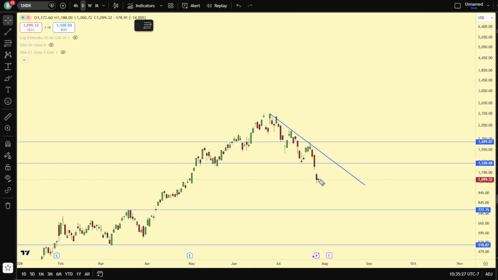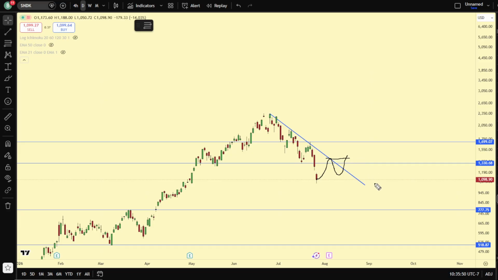Let me just draw out a potential scenario. We could come back up here, reject right around here, come back down. If we can make a higher low here and then come back up, break above this previous high and get a close above right here.